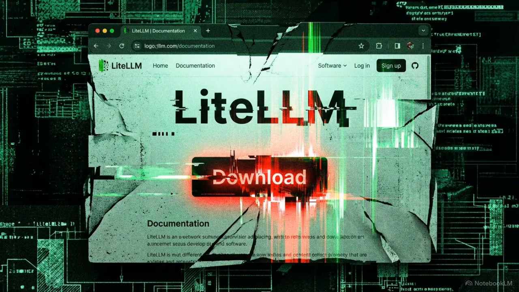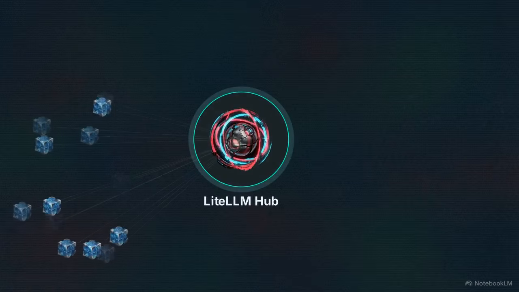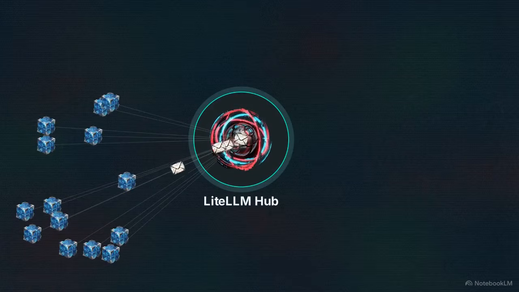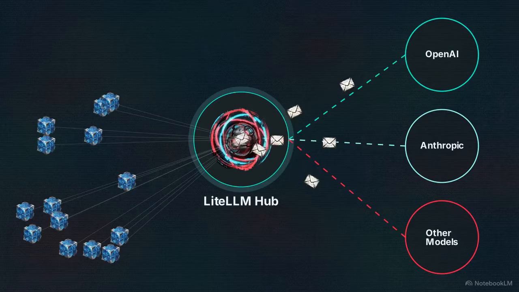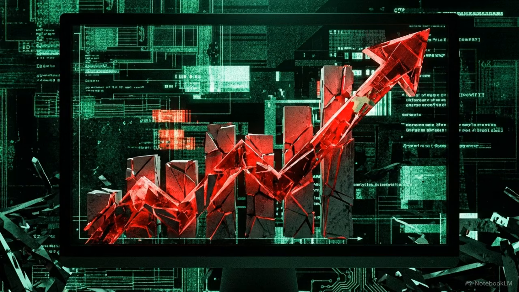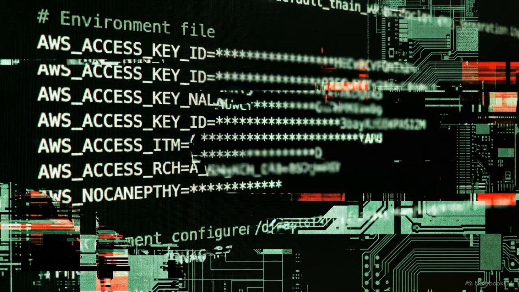LiteLLM serves as one of these crucial open-source bridges. It acts as a central hub where developers manage their API connections, the digital handshakes that allow their application to speak directly with those external AI models. According to Cyber Insider, developers rely heavily on this tool, with LiteLLM receiving tens of millions of downloads every single month. To function as this central routing hub, LiteLLM requires access to highly sensitive data.